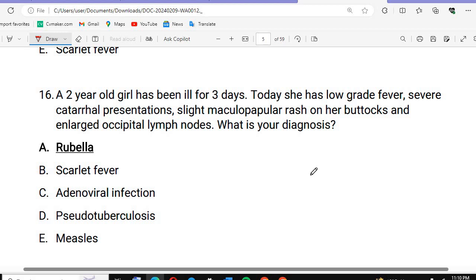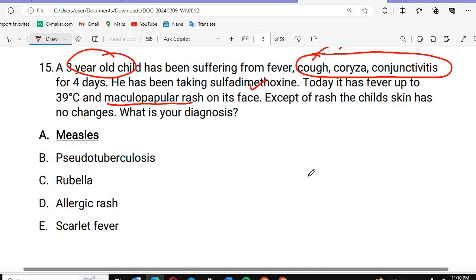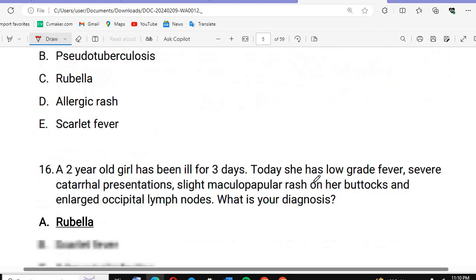A 2-year-old girl has been ill for... Okay, let's do the previous question before. So here we have a 3-year-old child suffering from fever, cough, coryza, conjunctivitis, and a maculopapular rash on the face. I just told you what type of rash there will be. Centripetal or centrifugal distribution? Centripetal. So remember, it's not mumps. We have measles. That is a centripetal distribution.